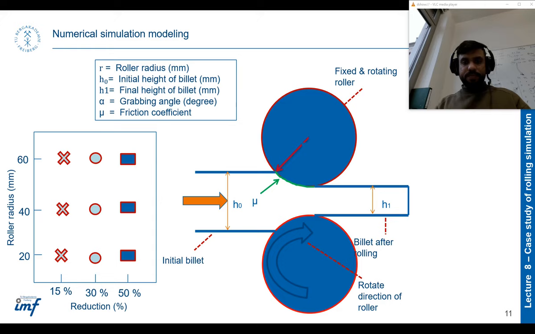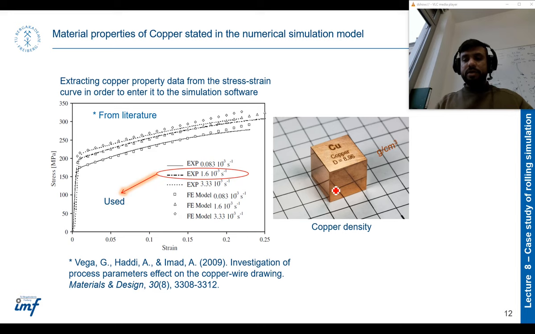And then what we are doing is we are using copper as a material because it is relatively softer, it is more ductile, we can deform it to much higher extents, it has a relatively higher density, it is also a practical material which is rolled into sheets and strips and wires quite a lot. So we use this as a case study.